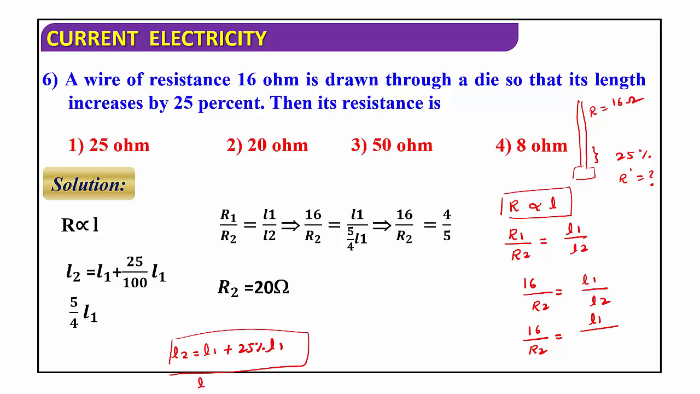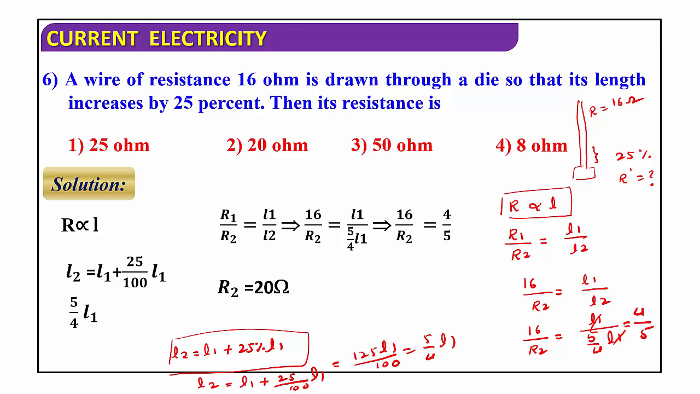Or it can also be written as L2 equal to L1 plus 25% can be written as 25 by 100 into L1. Take LCM. So you will get the answer 125 L1 divided by 100, or 5 by 4 L1. So what to write in place of L2? In place of L2 directly I can write 5 by 4 into L1. So L1 will get cancelled. So 5 by 4 can be written as 4 by 5 here.